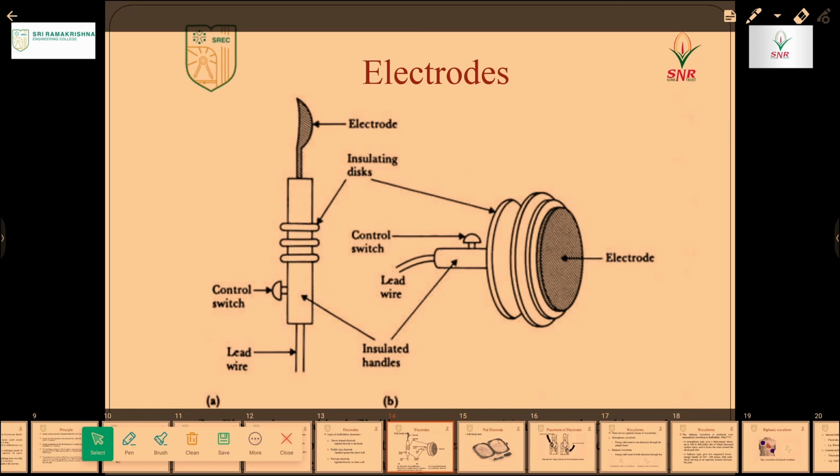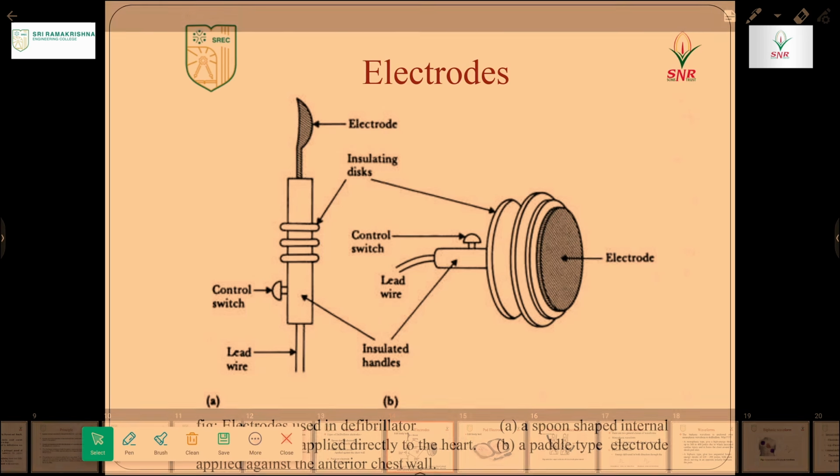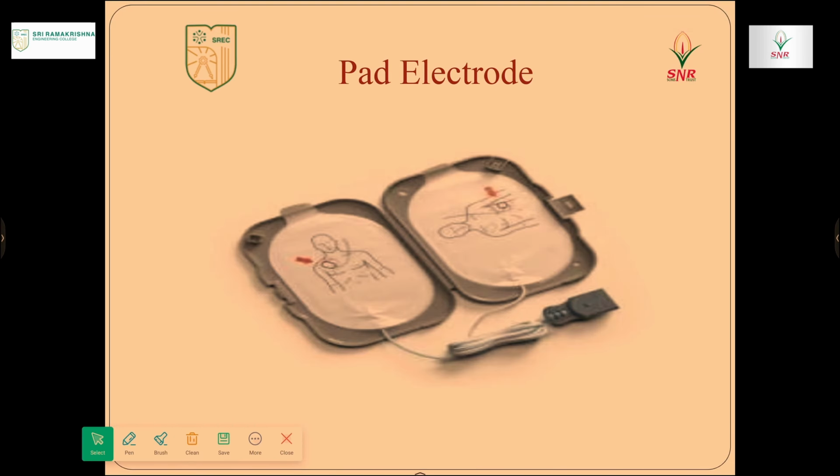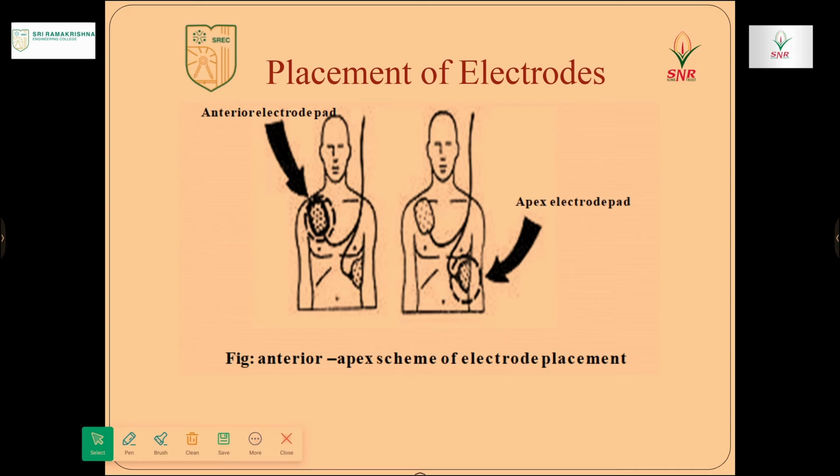This is the spoon type electrode and paddle type electrodes. This is a pad type electrode. This electrode should be helpful to deliver a shock towards the heart. The placement of the electrode is very important. So we have to place the electrode in the anterior region and apex region.